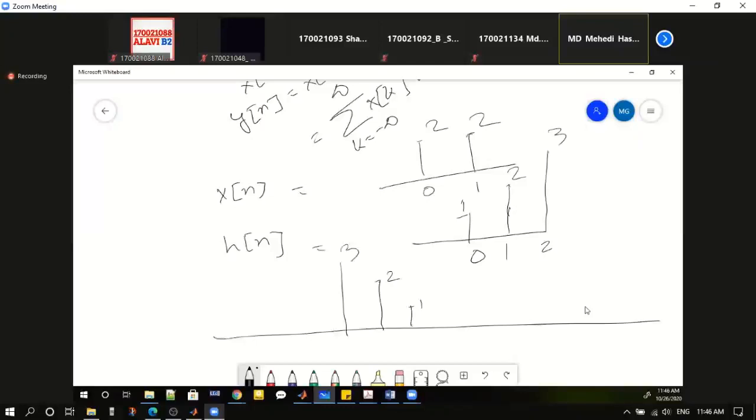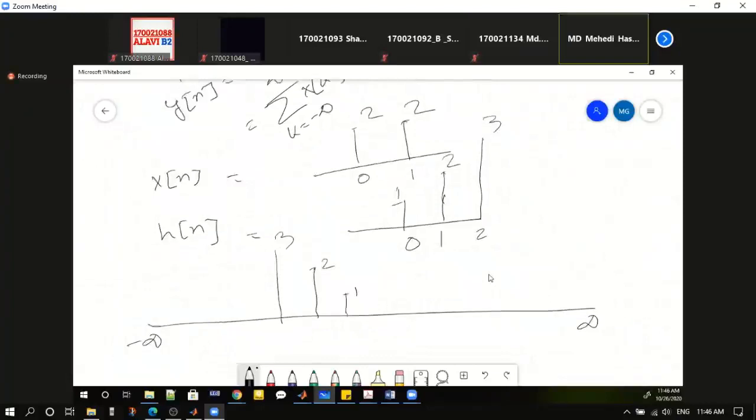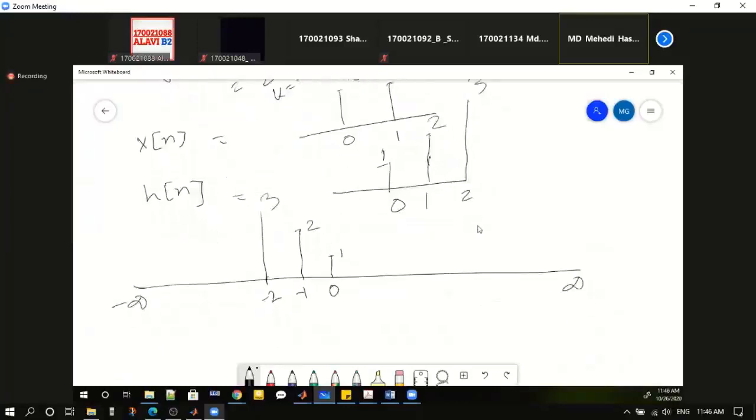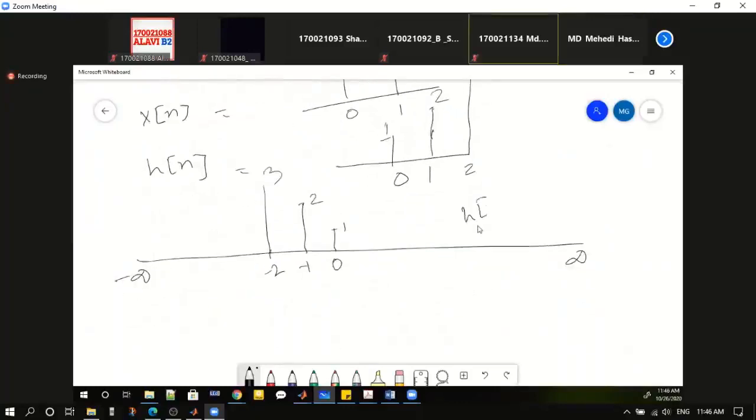Now I have to slide it from minus infinity to plus infinity, isn't it? Yes or no? Yes. So it will start from minus infinity and go to plus infinity. But when will it get the first output of y? When there is an intersection between them, when they collide with each other. So this will be 0, this will be minus 1, this will be minus 2. In this position, I will get my first output, isn't it? Yes. This will be my h[n], which slides from minus infinity to infinity.